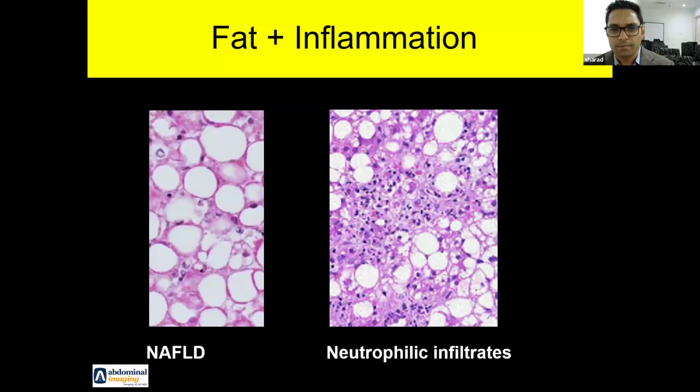Coming to the second step, where you have first the fat in the liver, then gradually the fat creates an inflammatory environment, and that leads to neutrophil infiltration, and then gradually it moves to fibrosis. So there are something called stellate cells, which are the key factor in causing fibrosis. Will not go into that.